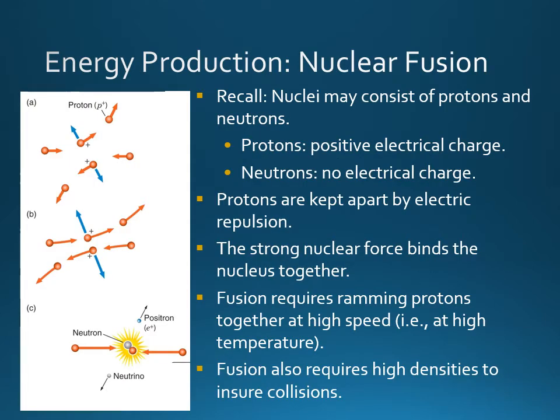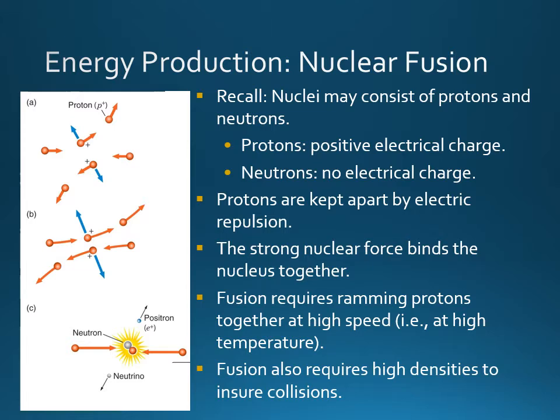This figure illustrates the concept of nuclear fusion. The nucleus of an atom consists of two types of particles, protons and neutrons. Protons and neutrons have approximately the same mass. Protons have a positive electrical charge. Neutrons have no electrical charge.